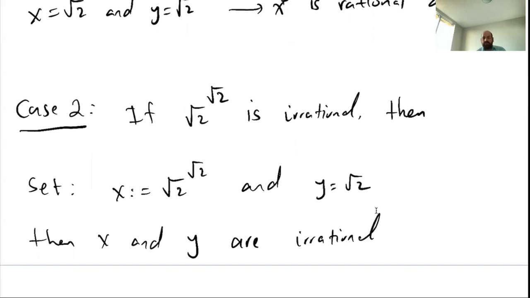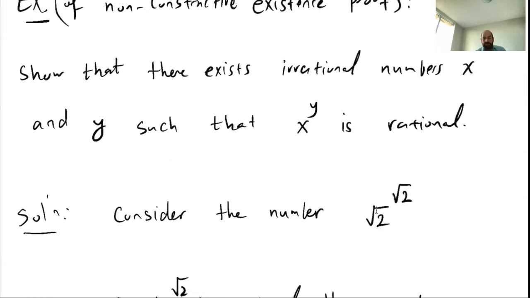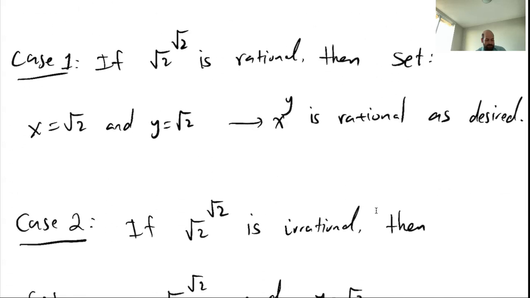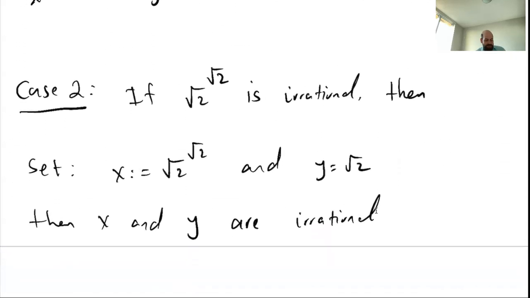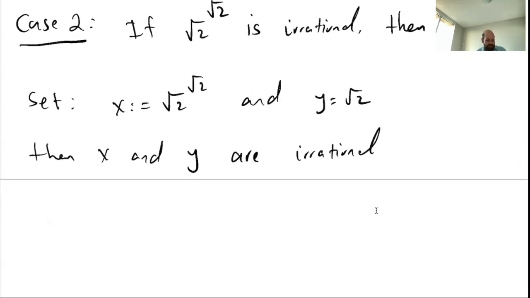right? Because in case two, in possibility two, I'm assuming that √2 to power √2 is irrational. Therefore, I'm allowed to set x to be this number. Remember, my x and y are supposed to be irrational, and x to power y has to be rational. Well, if this number is irrational, I'm allowed to set x to be this number. Y, I can set it to be √2. Then both x and y are irrational.